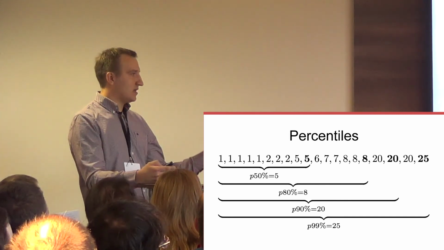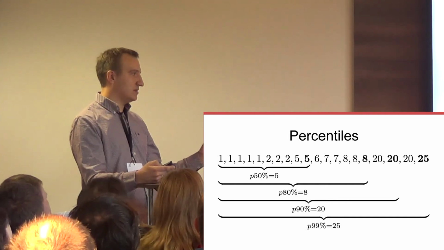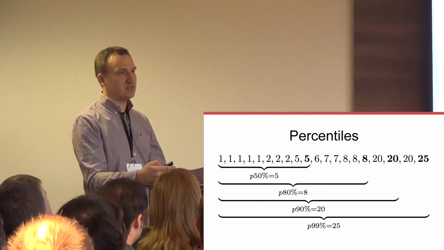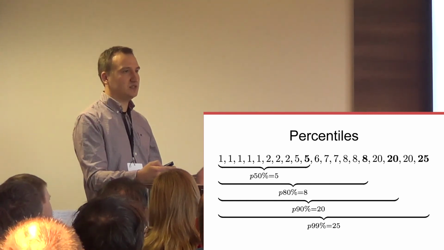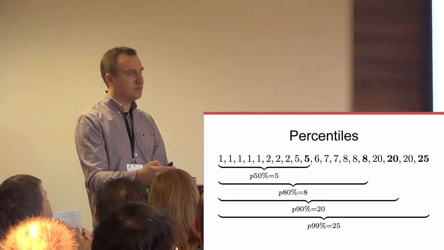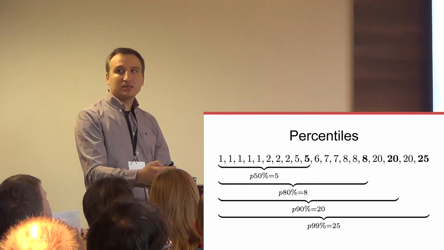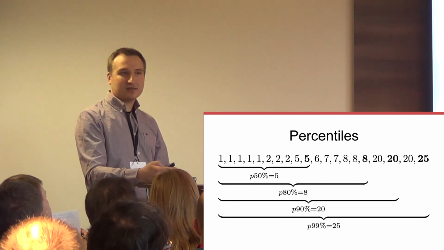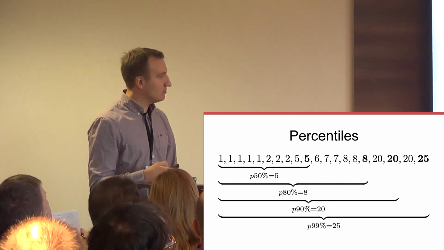So you can even have 99.9999, for example, if you've got really strict latency requirements. Is this kind of clear, right? Okay.